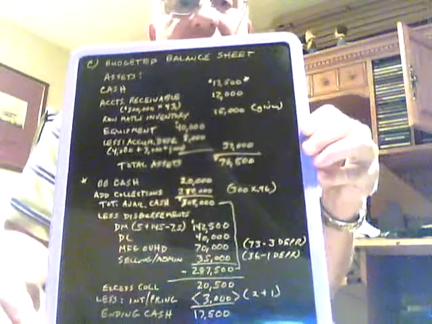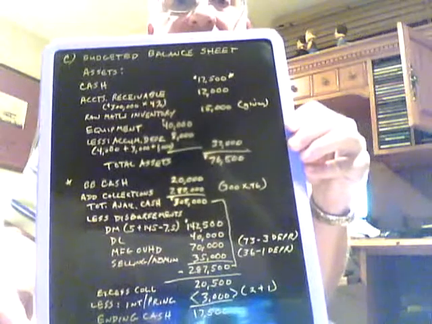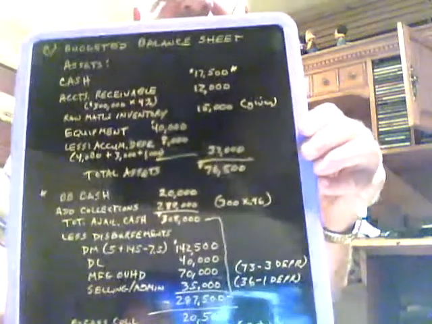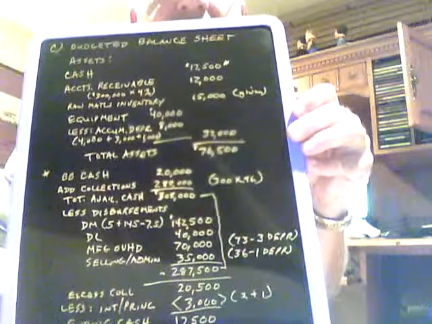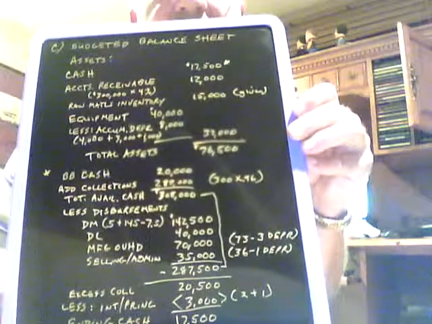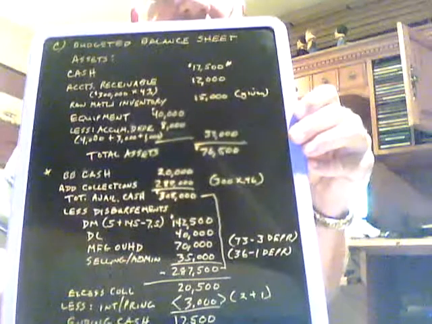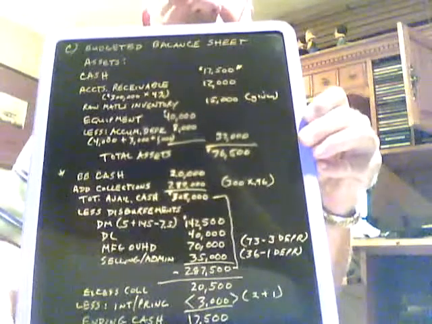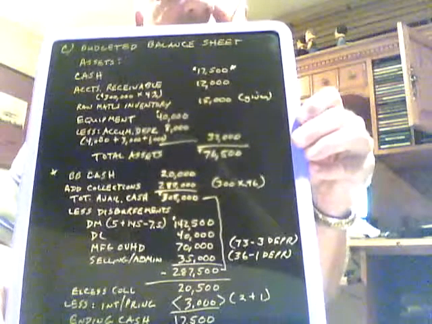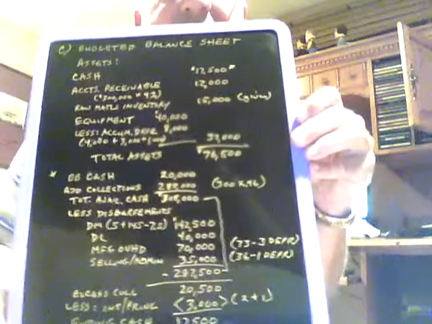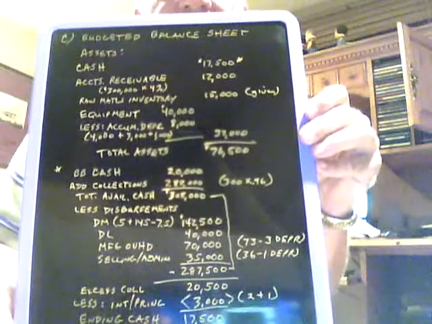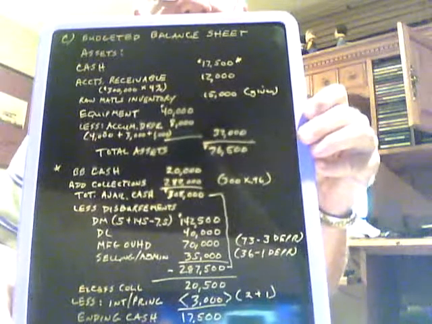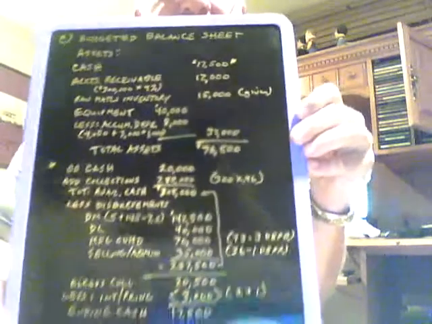Now the flip side of that is that we collected 96% of that 300,000, so our collections are 288,000, 300,000 times 96% or 0.96. So our total available cash, the sum of the beginning balance and the collections, is 308,000. And again, I apologize for the reflecting light here that's making this a little harder to read than it should be.